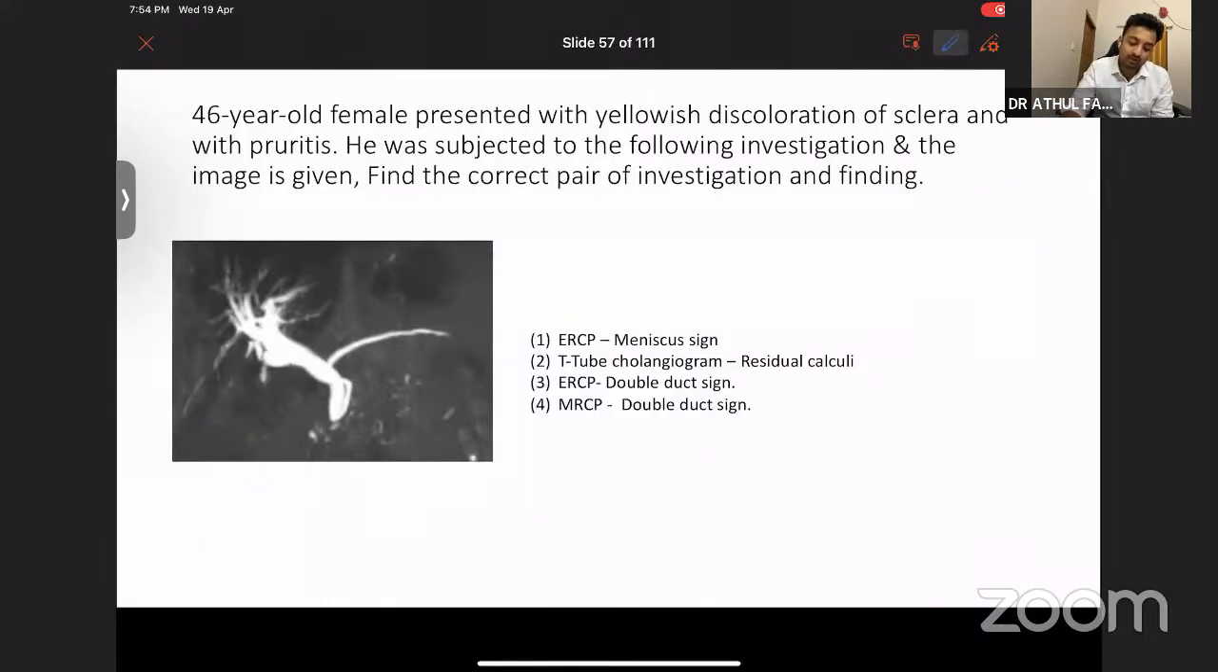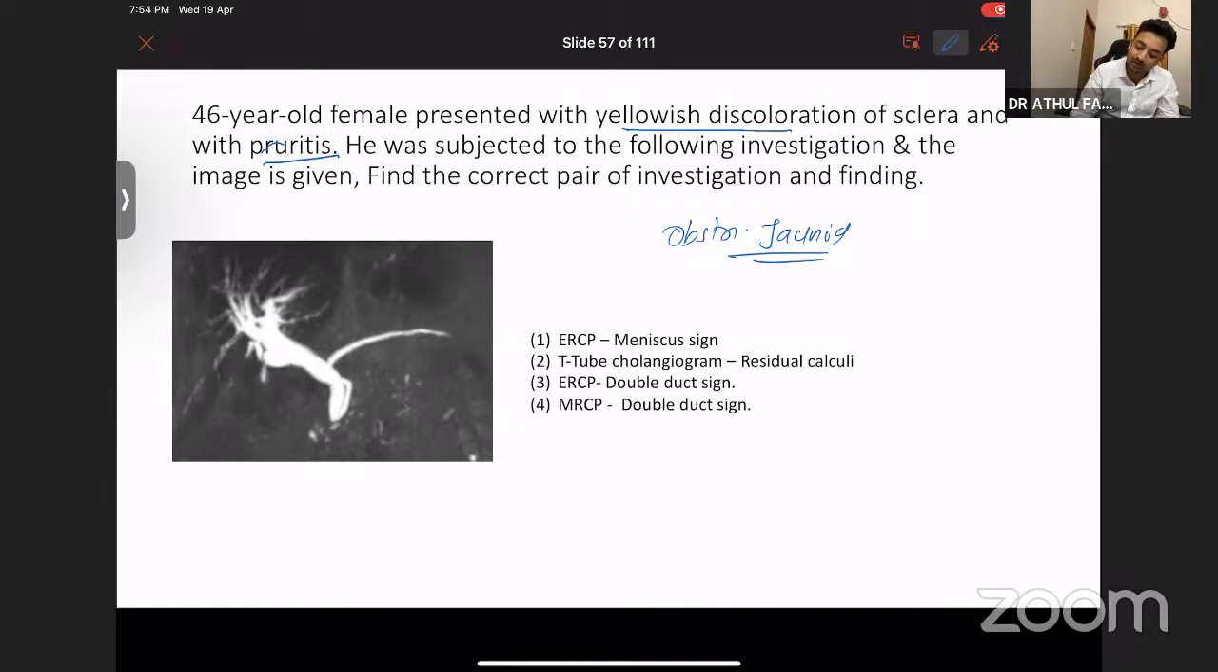So a 46-year-old female presented with yellowish discoloration of the sclera and with pruritus. So the patient is having some sort of obstructive jaundice. She is subjected to this investigation. Find out the investigation, find out the finding. That is the question. Is this ERCP? Is this MRCP? Is this called a T2 cholangiogram? That you have to understand.